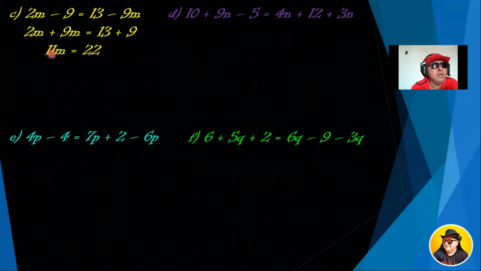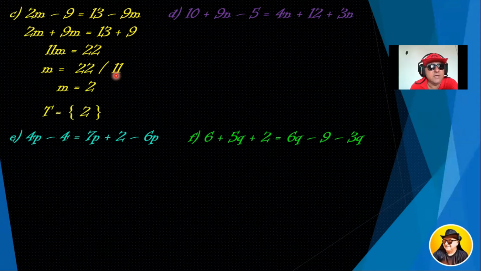So this 11 here comes dividing to the right side. So I have here m equals 22 over 11. I can divide and it gives us m equals 2. So the solution set is 2.